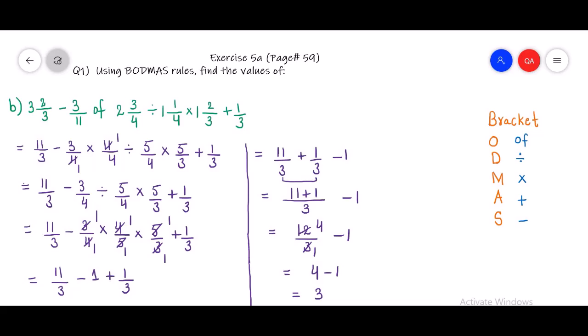Dear students, this was all about today's lesson. Hopefully, you will be able to solve the remaining parts of this exercise given in worksheet.